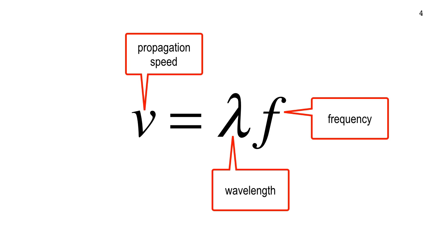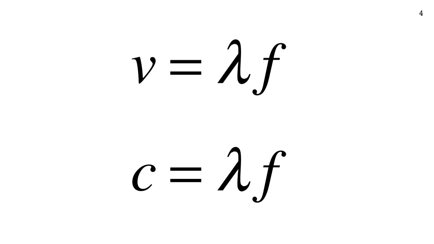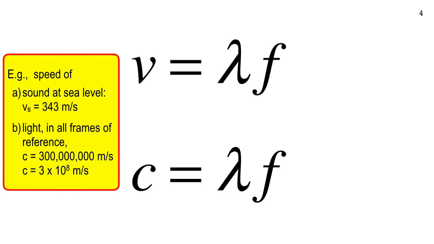That's the general form. Now, light has its own version of this formula. Here it is: C equals lambda F. All right, so C is the customary symbol for the speed of light. So in Einstein's famous equation, E equals mc squared, C is equal to the speed of light. Now, the top one, V equals lambda F, you would use notation like that if you're studying the speed of sound. The speed of sound waves at sea level is about 343 meters per second, all right? 700-something miles per hour.